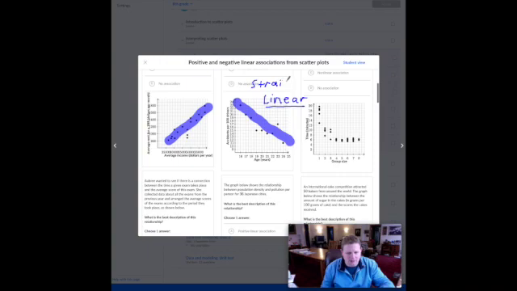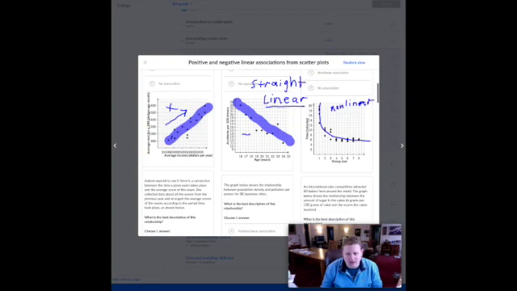Straight means linear. And just like when we're graphing slopes, if the slope is positive, if it's going uphill, it's positive. So this is a positive linear association. If it's going downhill, it's negative, and it's a negative linear association. But if it's curved like this, this is called nonlinear. It's not straight, but there is a pattern. You could draw a curve. And so that's nonlinear.